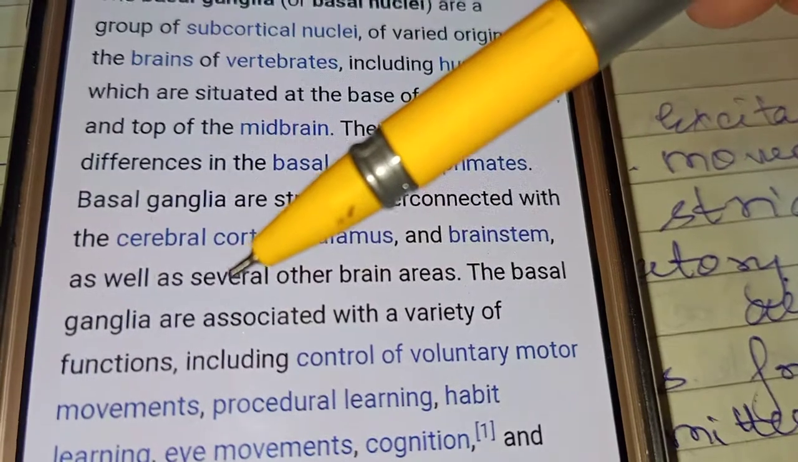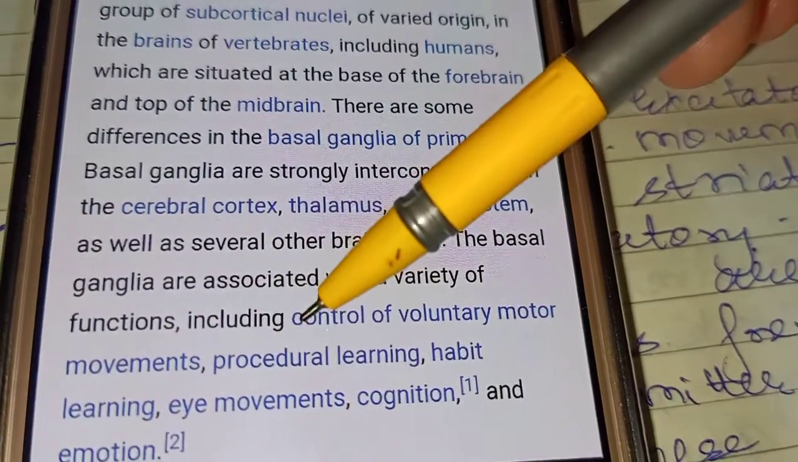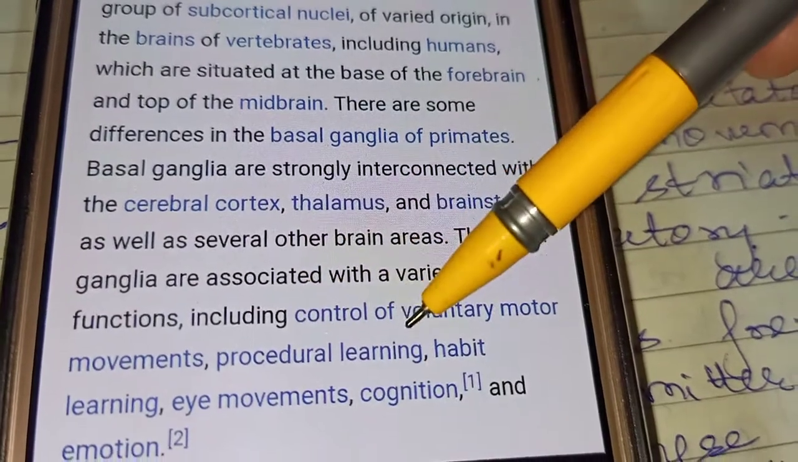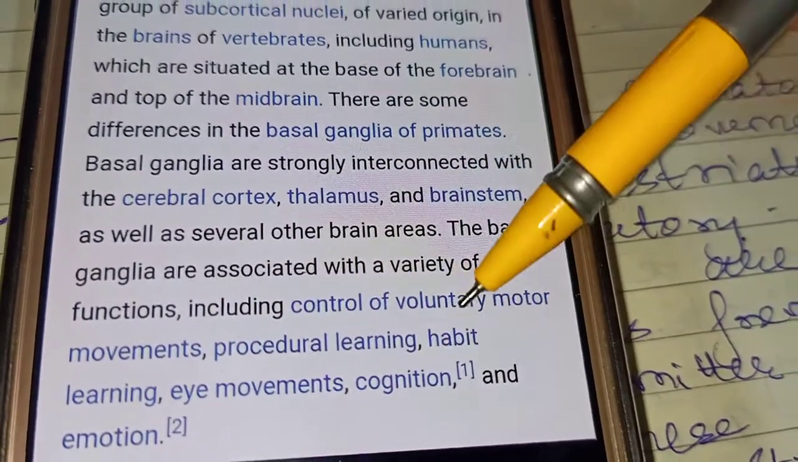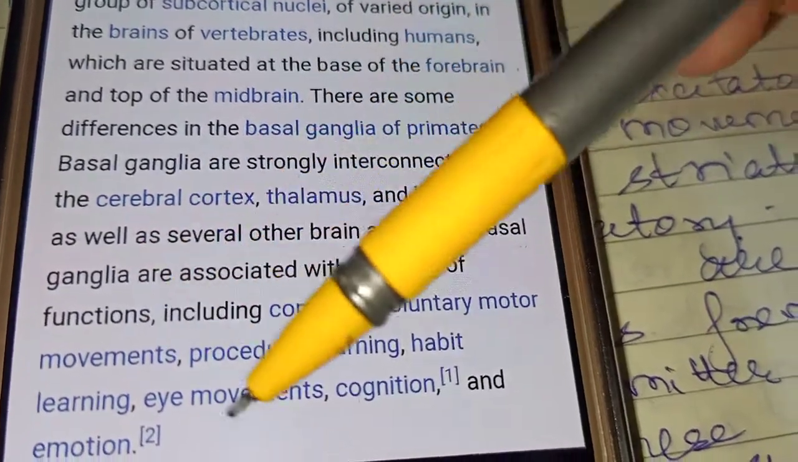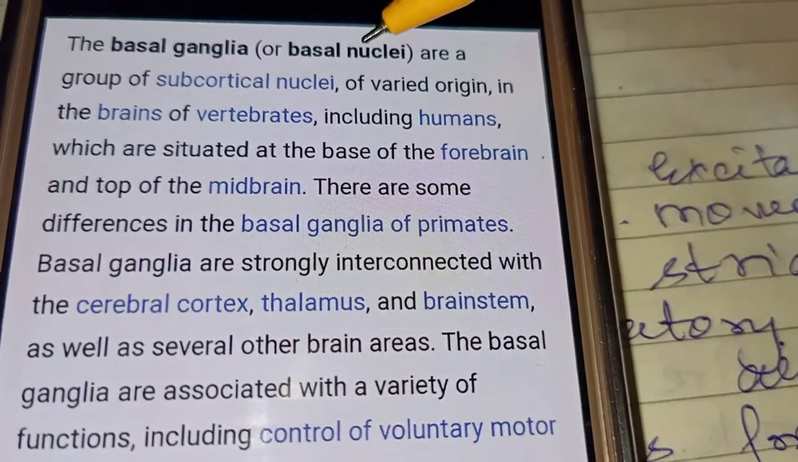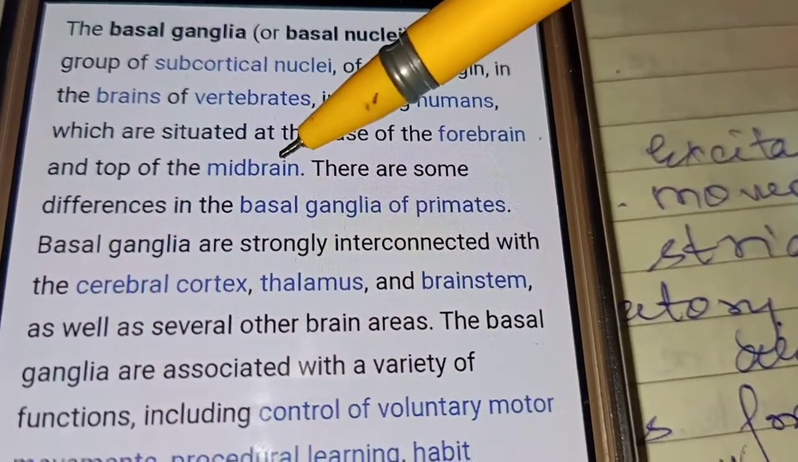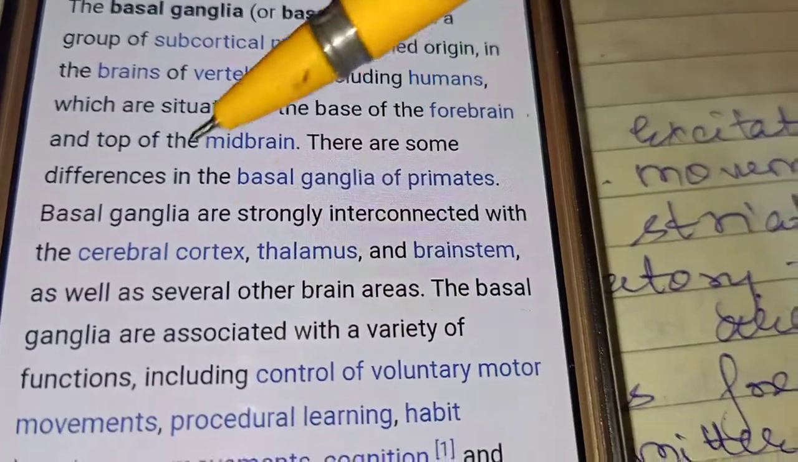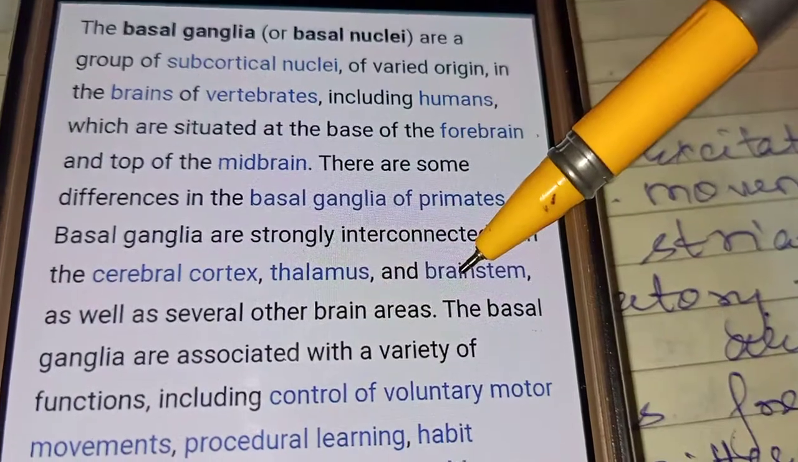And what is the function of the basal ganglia? Control of voluntary motor movements, procedural learning, habit learning, eye movements, cognition and emotion. So these are the functions of the basal ganglia. So basal ganglia are the nuclei present at the base of the forebrain and top of the midbrain, and they are strongly interconnected with the cortex, thalamus and the brainstem.